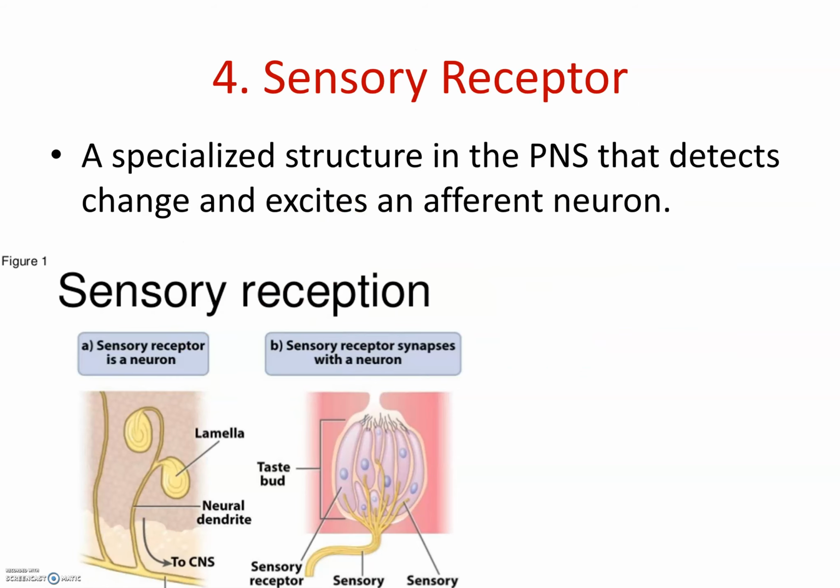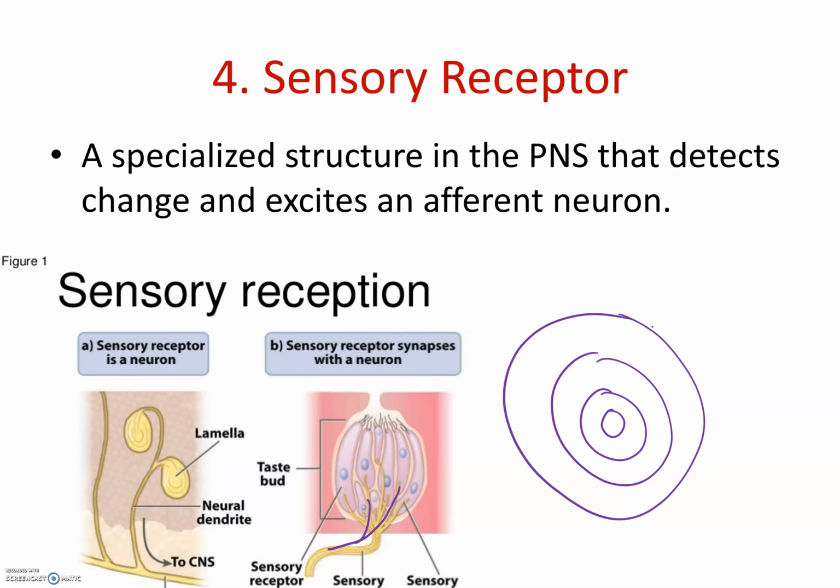Now, a sensory receptor is a structure in the peripheral nervous system that detects a change and excites something. This is one of my favorite sensory receptors. It's a taste bud. I have all these special taste cells that'll get excited when you taste something sweet or salty or sour and send signals on afferent neurons. This right here, it's a very bad drawing. It actually looks like this. Do you guys remember what that is? That's just a lamellated corpuscle. That is a type of receptor for deep touch.